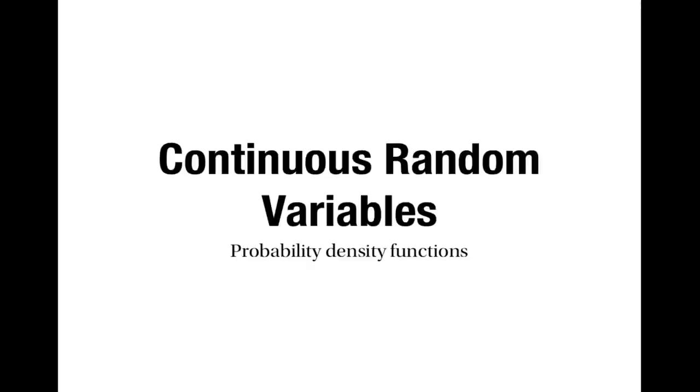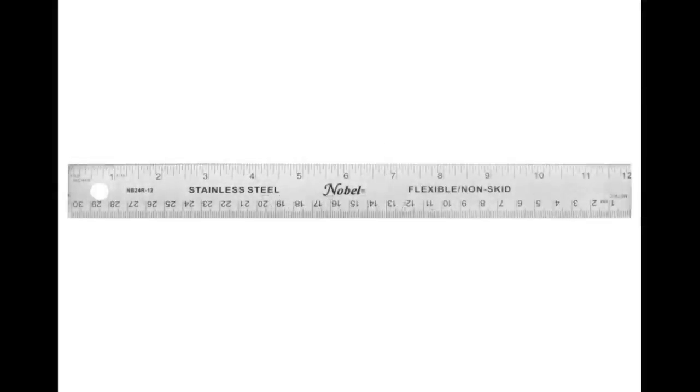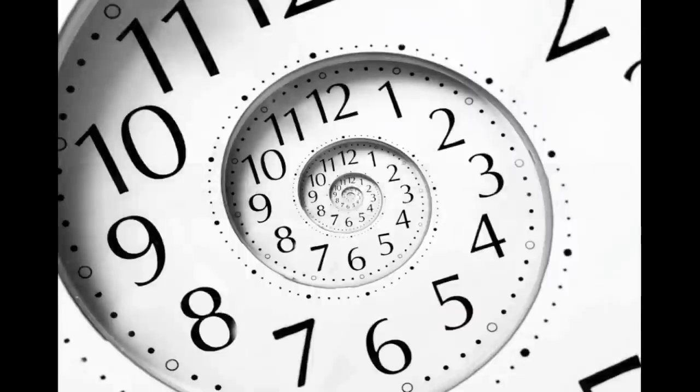This is a video about probability density functions for continuous random variables. First of all, what's a continuous random variable? Well, whenever you have a random process, the outcome of which is a measure of distance or of time, then that would be a continuous random variable.